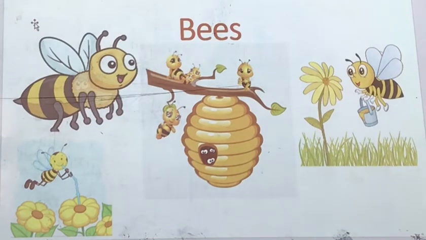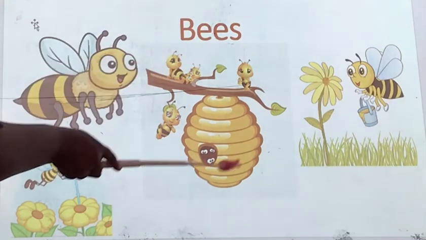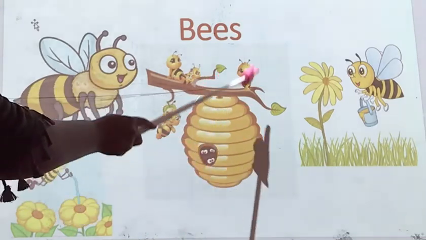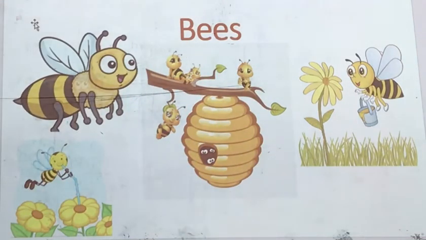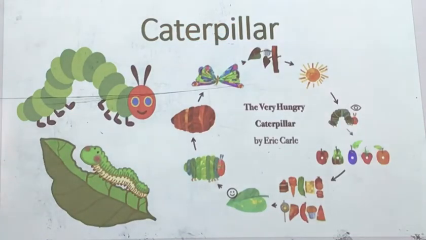The bees have 6 legs and 2 feelers. I've told you that already, right? And they like to live together in groups called colonies. And this is the bee hive. Very good. So the next kind of insect that we are going to learn is the caterpillar.